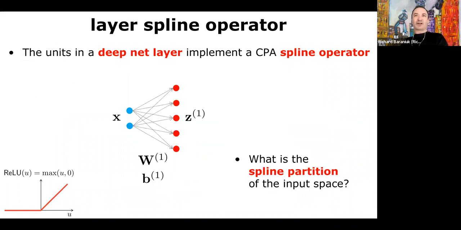Now we've understood a little bit about the computation of z from x. We know that this is a spline operator, that the mapping from x to each of the entries of z is a CPA spline function. That's easy to see. What's less easy to see is what the partition of the input space is, because now our input space is two-dimensional. Remember, a spline has not only the approximation with hyperplanes, but it also has the partition over which those hyperplanes live. So what's the partition?